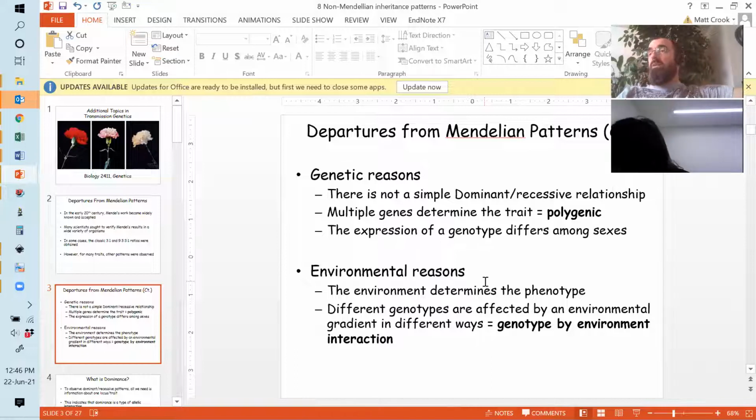Because how tall you are depends not just on what genes you inherit or what alleles you inherit from your parents, but also how much nutrition you have available, the quality of that nutrition, and a whole bunch of other things as well.